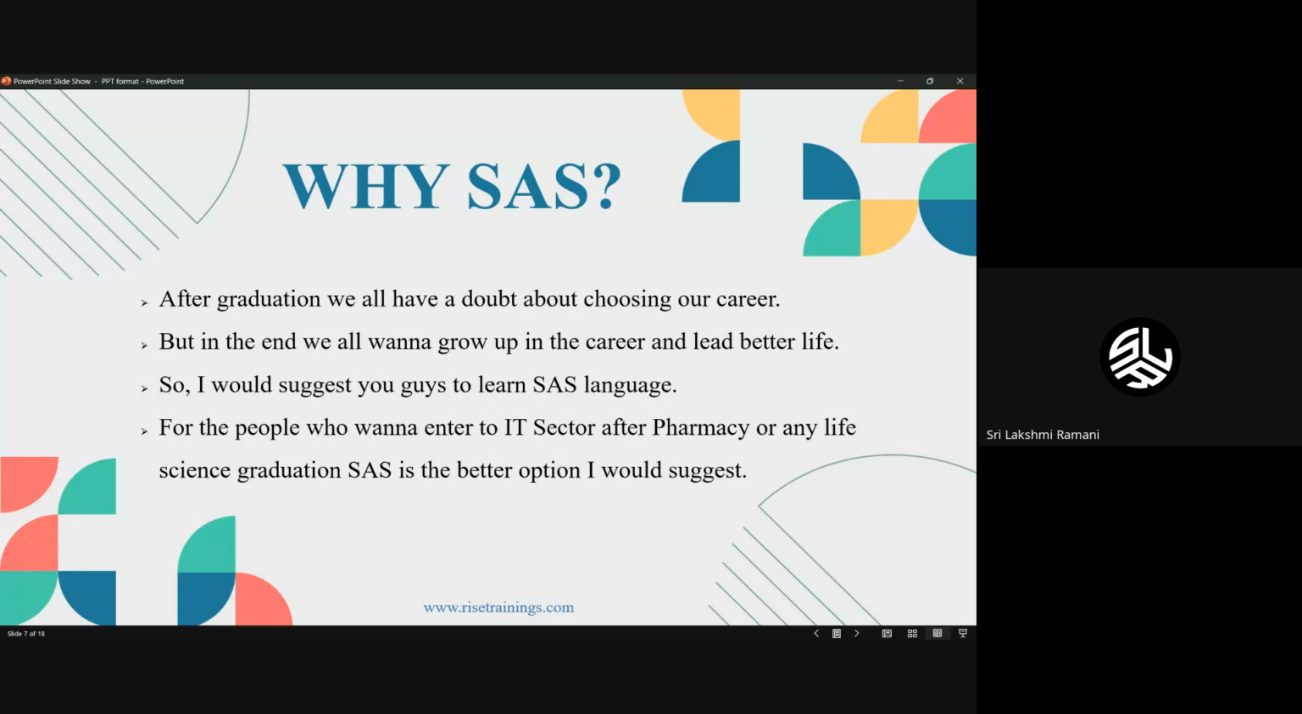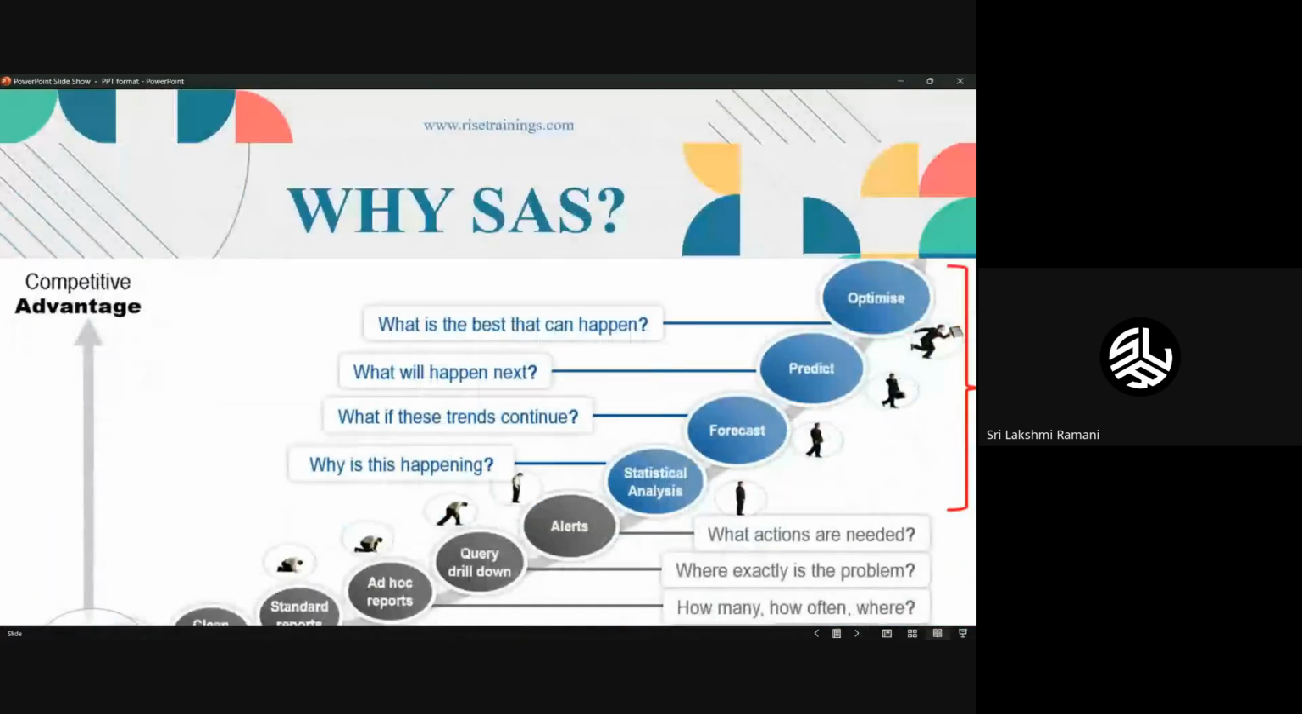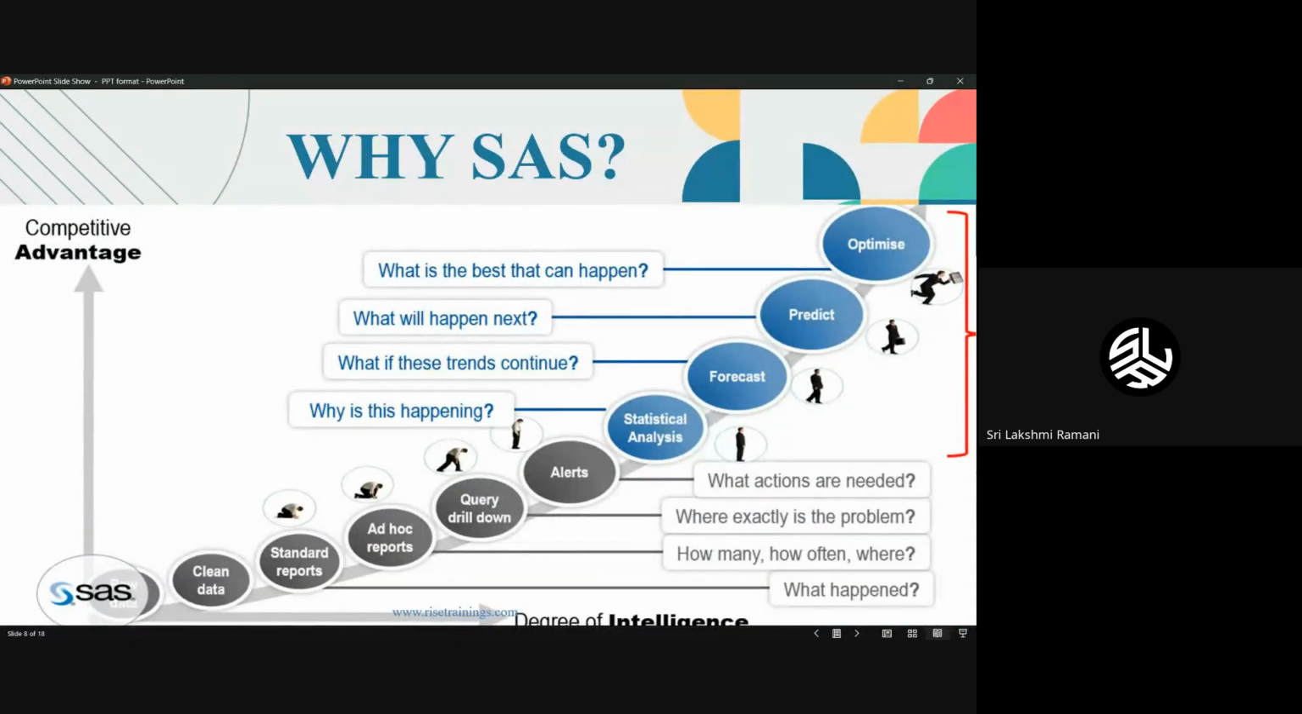So people from pharmacy or any life science graduation and statistical background, I would definitely suggest learning the SAS language so that you will get better packages. You can inquire outside also. It is a better option you would choose. By seeing the package, we can confirm that SAS is a better paying company.